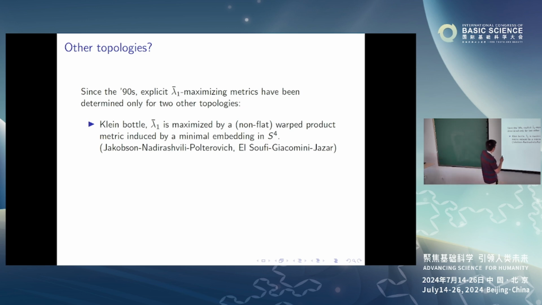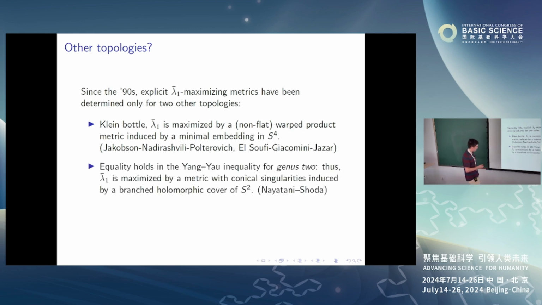Okay. And more recently, in the case of genus 2, Nayatani and Shoda were able to show that, somewhat bizarrely, because this doesn't happen for higher genera, equality actually holds in the Yang-Yau inequality. So this lambda 1 bar is actually maximized by a metric induced by some branched holomorphic cover of the 2-sphere from, say, the Bolza surface, the genus 2 guy. Okay, so in particular, in this case, note that the maximizing metric has some conical singularities, right? Coming from branch points, say, of this map. Okay.